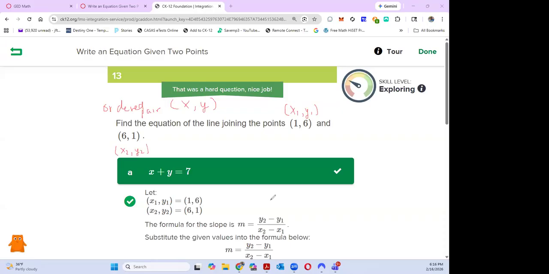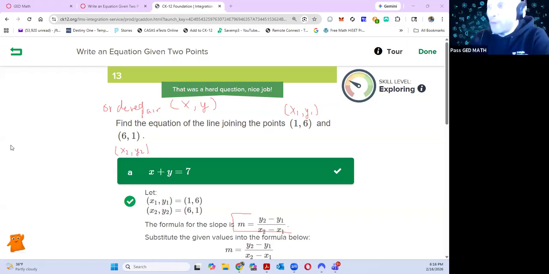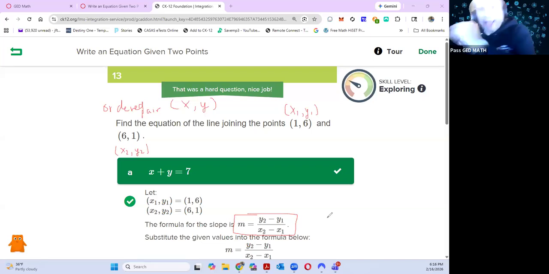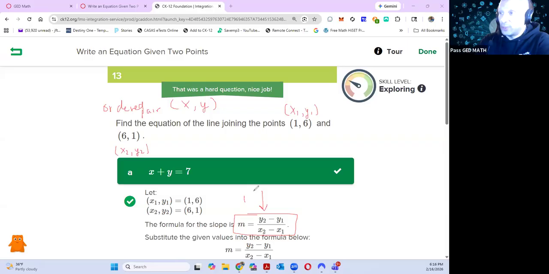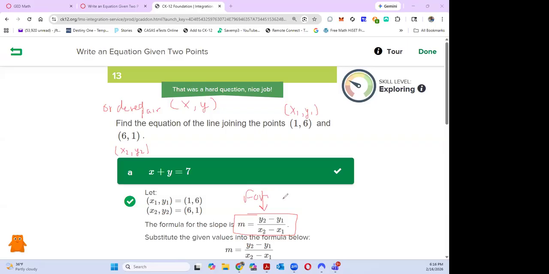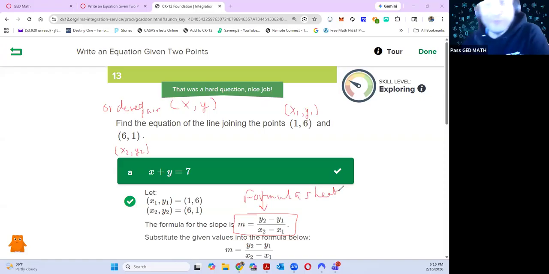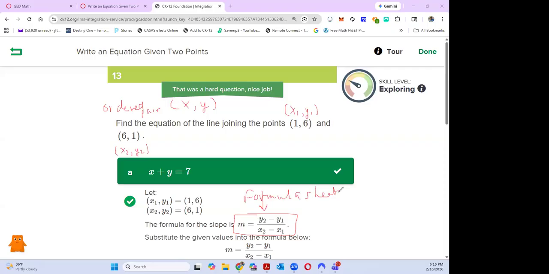Understand that? Yes. Then from the formula sheet, you got this formula: m equals y2 minus y1 over x2 minus x1. Understand that? That's from your formula sheet. I would recommend you know it. But if you don't know it, that's the formula you're going to use if they give you 2 points. And then we just plug it in.